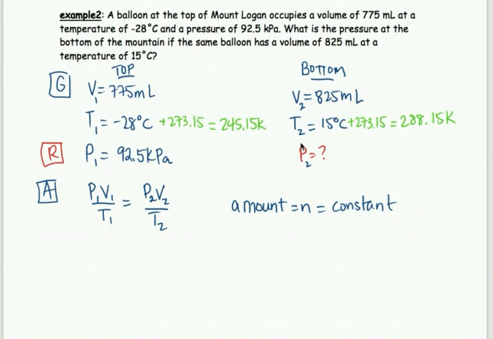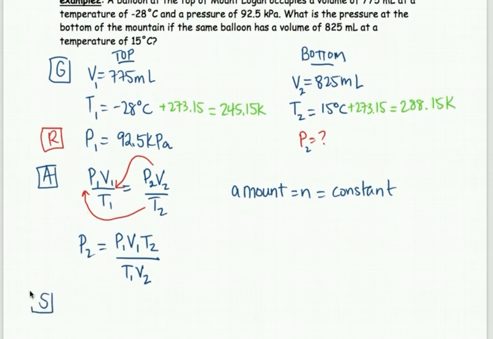We need to find pressure this time, so I'm going to rearrange the equation. This T goes to the top, because it's divided, so I'm going to multiply it up here. This V goes to the bottom, because right now it's multiplied, so I'm going to divide it under. So it becomes P1, V1, the temperature at the bottom goes to the top, and then the V2 comes down to be with the T1. Basically the V2 went down, the T2 went up, everything else is the same. From there, let's plug in our numbers.